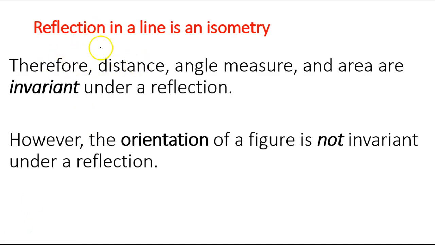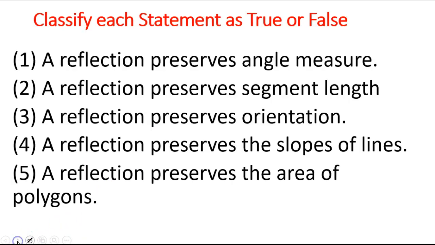Well, we remember that reflection is an isometry. We name three of them: reflection, translation, and rotation. Isometry means they are invariant. They preserve distance, angle measure, and area. So the things they preserve are invariant, meaning they don't vary. They remain the same under reflection. However, there is something that varies: the orientation. Since the orientation can change, the slope of their segments can also change, but the length of the segment does not change. So keep that in mind.